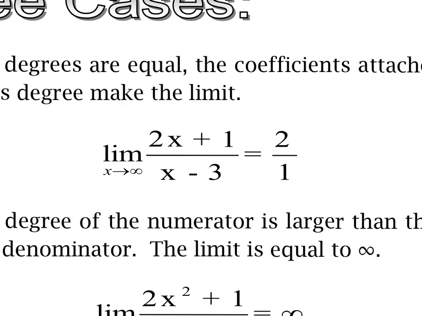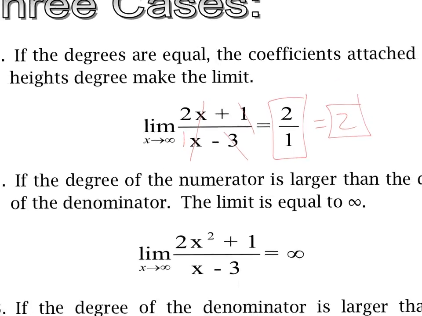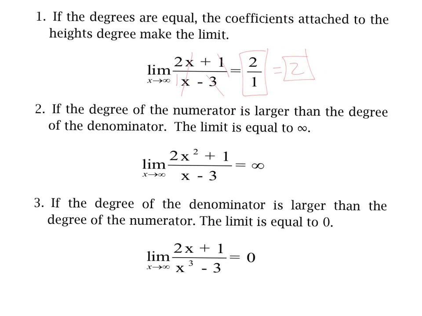When they're the same, you simply disregard anything else. These constants don't matter once we get to infinity, and you disregard the x's themselves, and all that's left is 2 over 1. Therefore, this limit as x goes to infinity is actually 2. Pretty simple rule.